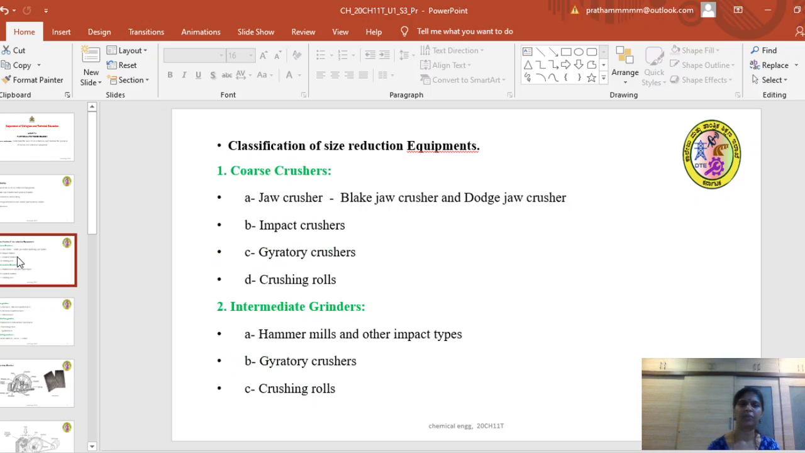So the coarse crushers are the jaw crusher, the impact crusher, the Garrett crusher, and the crushing rolls. In the jaw crusher, you'll be learning about the Blake jaw crusher and the George jaw crusher. Under intermediate grinders, you'll be learning about the hammer mills and other impact types, the Garrett crushers and also the crushing rolls.